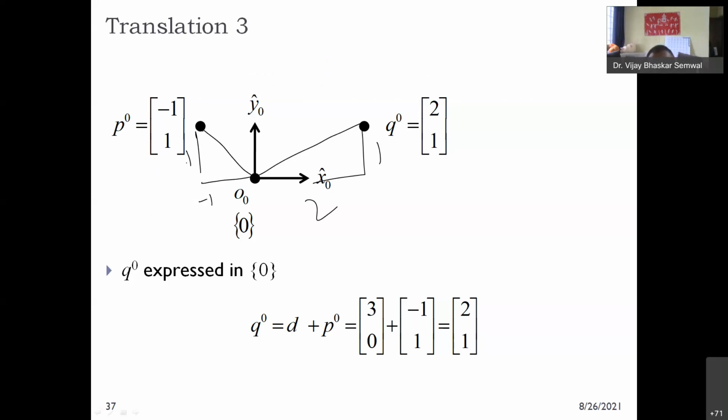Okay, so Q naught is expressed in frame 0. So how can you express Q naught in frame 0? What is the position of this frame? (0, 0). Initially (0, 0). Okay, and then how much are we moving in the x direction? 2. How much are we moving in the y direction? 1. So we are getting (2, 0) for Q naught. For P naught, what is the value of P naught? P naught is this one. Okay, and I need to express 0 with respect to P naught. So what I will add for P naught is minus 1 and 1. Okay.